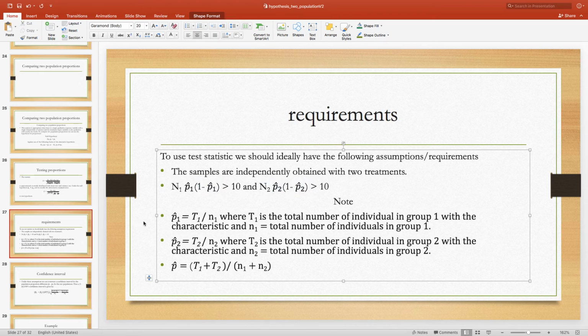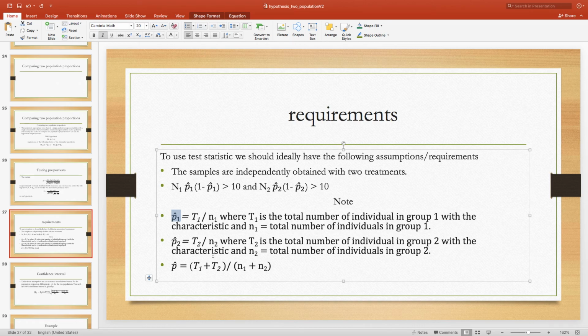Now, this p1 hat is the sample proportion for population 1. T1 is the total number of individuals in group 1 with the characteristic, and N1 is the total number of observations in group 1. Similarly, p2 hat is T2 divided by N2, and T2 is the total number of individuals in group 2 with the characteristic, and N2 is the sample size for population 2.